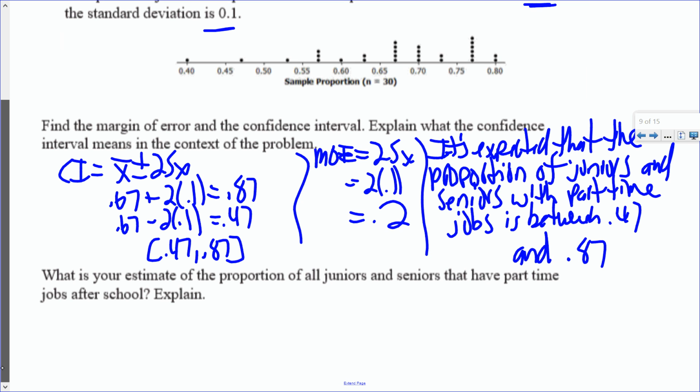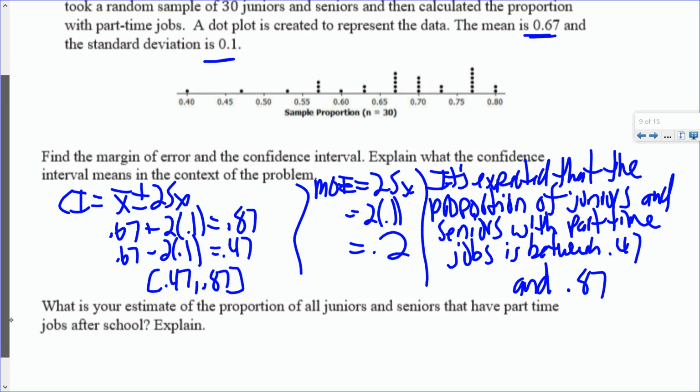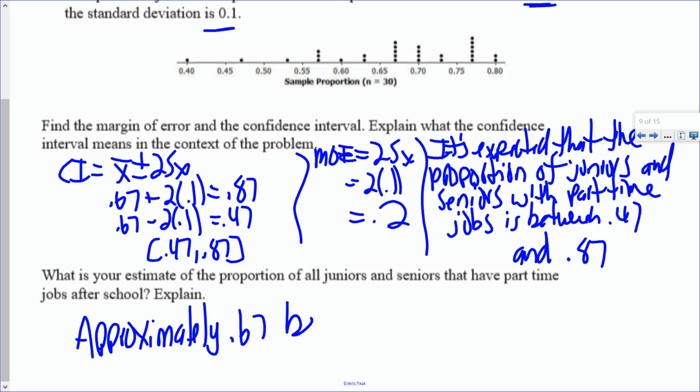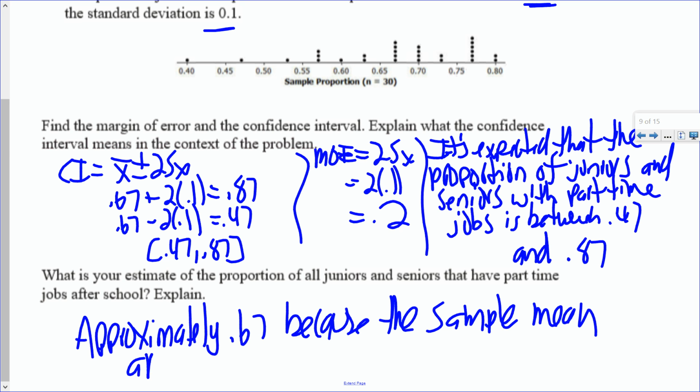What is your estimate of the proportion of all juniors? Well, what's the mean? If the mean is 0.67, then approximately 0.67, because the sample mean approximates the proportion mean, the population mean.